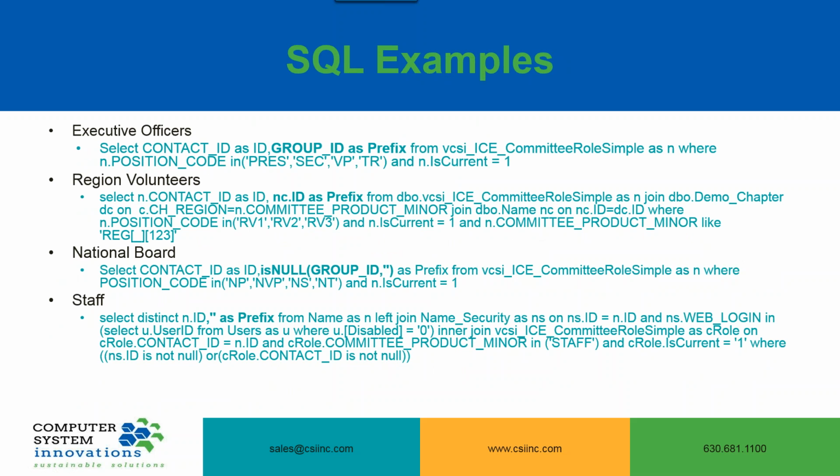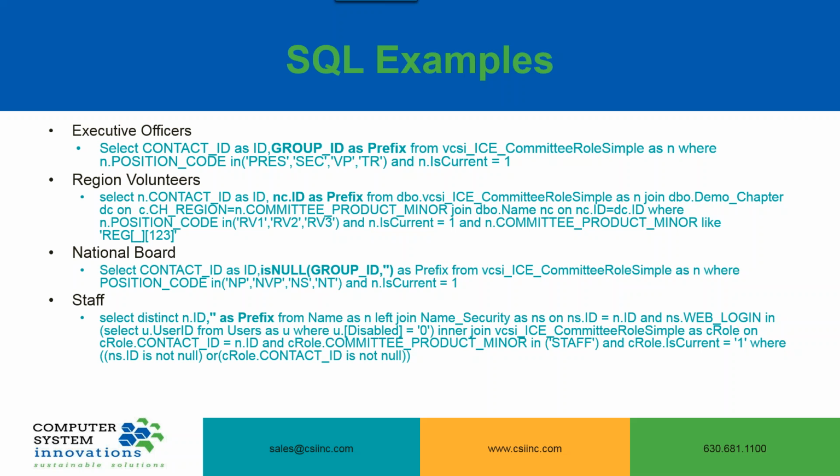So some examples of some queries here. I have my executive officers group that has the chapter ID identified. You can see group ID as prefix in the code. You may notice that we are using a view in the security group. Your example of security groups may be using a different view, and that's fine. There's several different views that you can use. In this case, I'm using a CSI view that gives me the information I need to find current committee members only.